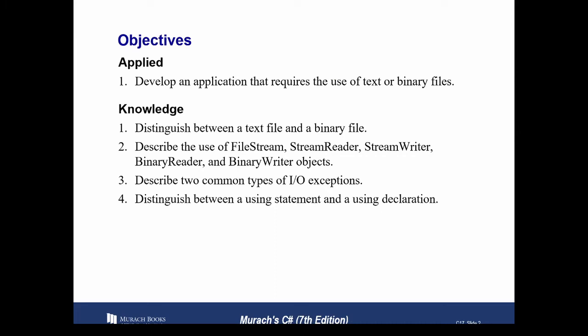The chapter objective is to develop an application that requires the use of text or binary files, but I'm just going to do text. We're going to distinguish between text and binary, describe the use of FileStream, StreamReader, StreamWriter, BinaryReader, BinaryWriter, and describe two common types of I/O exceptions. I don't know if I'll do that today; we'll see how it goes. And then distinguish between a using statement and a using declaration. We'll see if we get to that today as well.